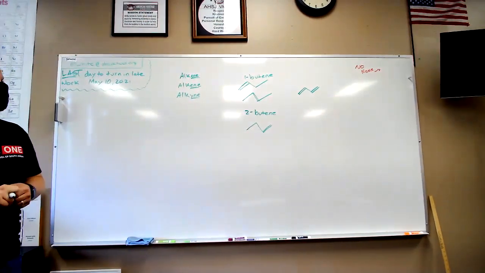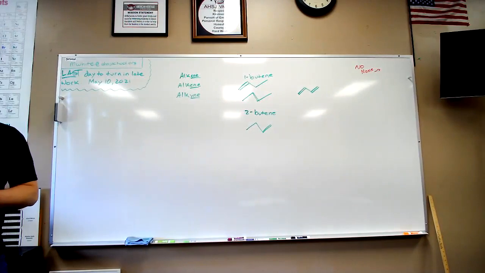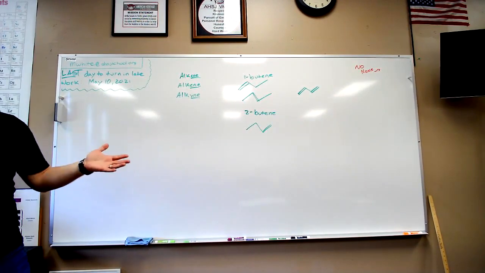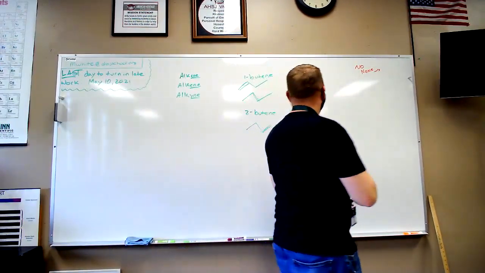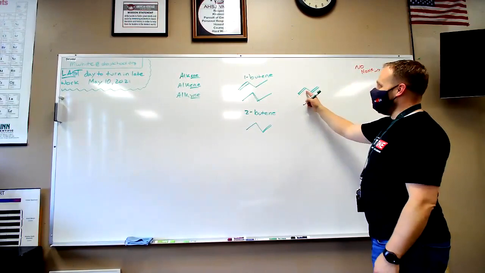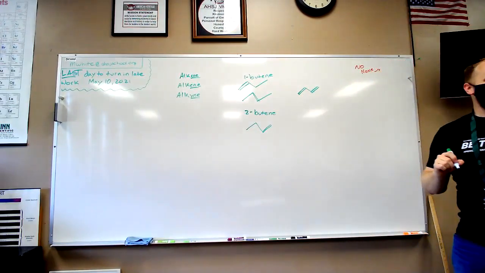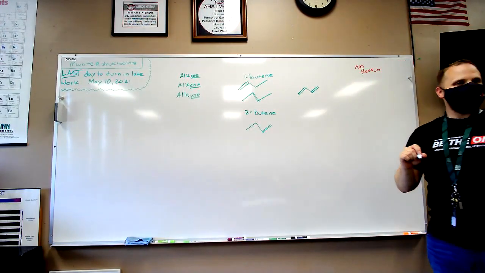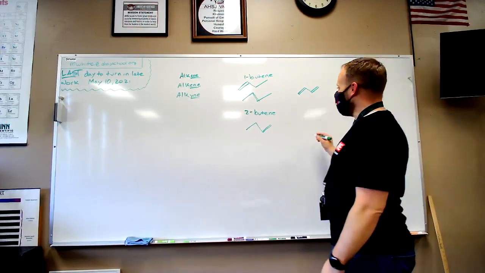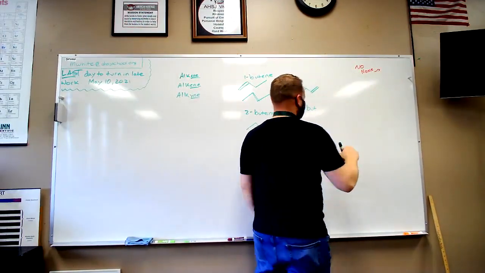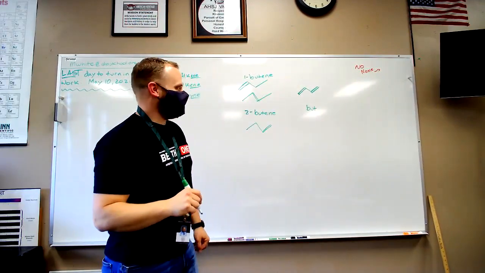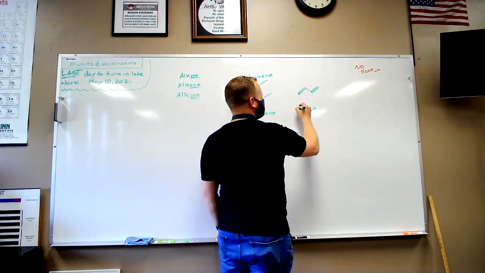We can have more than one double bond. 1, 2, 3, 4. So we still have 4 carbons. We still have 4 carbons. So 1, 3.